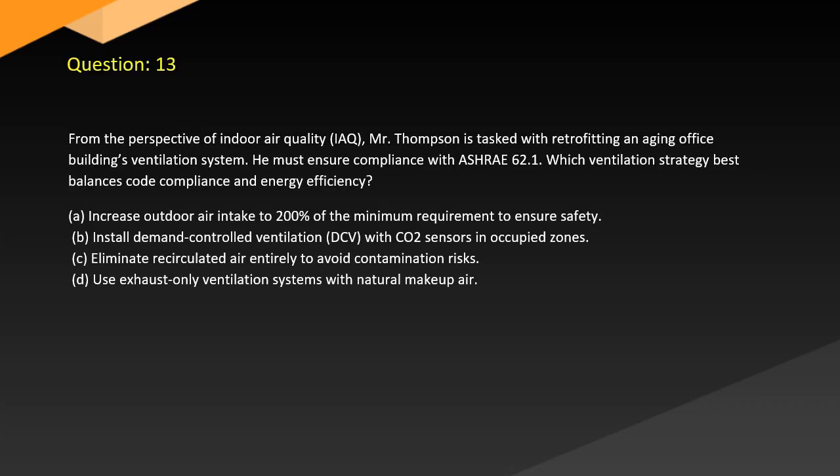Question 13. From the perspective of indoor air quality (IAQ), Mr. Thompson is tasked with retrofitting an aging office building's ventilation system. He must ensure compliance with ASHRAE 62.1. Which ventilation strategy best balances code compliance and energy efficiency? A. Increase outdoor air intake to 200% of the minimum requirement to ensure safety. B. Install demand-controlled ventilation (DCV) with CO2 sensors in occupied zones. C. Eliminate recirculated air entirely to avoid contamination risks. D. Use exhaust-only ventilation systems with natural makeup air.